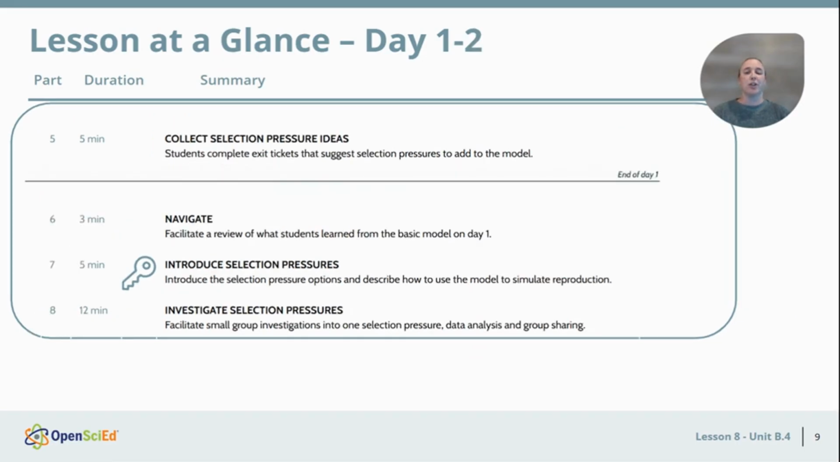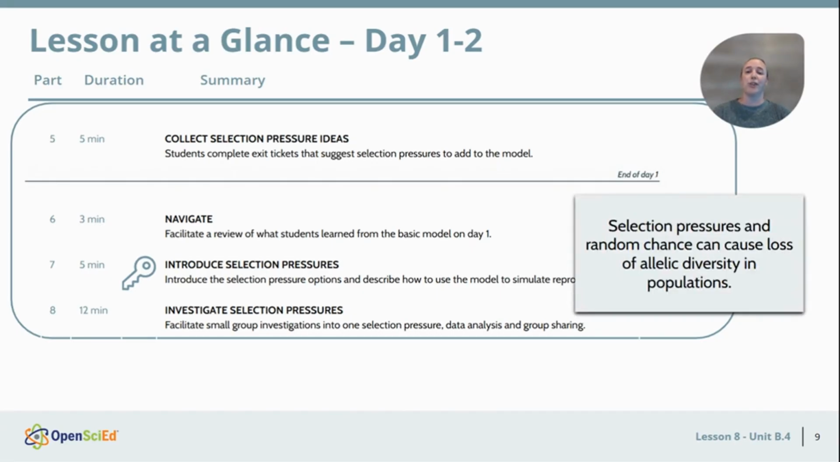The second lesson chunk occurs on day 1 and 2. Students end day 1 with an exit ticket suggesting possible selection pressures. They are introduced to 4 selection pressures and rules that govern those selection pressures in our pony bead model. Through this section of the hands-on investigation, students figure out that selection pressures and random chance can cause loss of allelic diversity in populations. This leads us to our final sense-making loop where we connect fragmentation to lower genetic diversity.